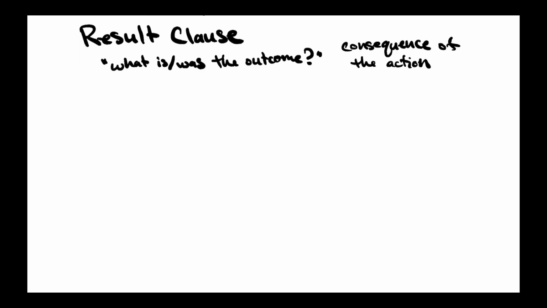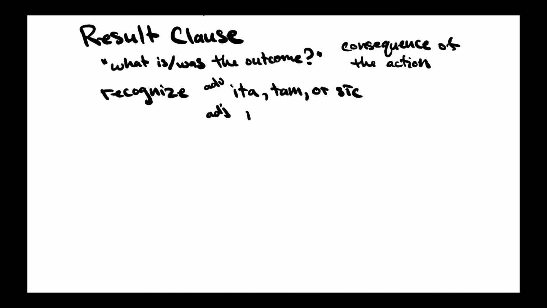So how do you recognize it then? Well, you recognize it in that the main clause is going to begin with an adverb: ita, tam, or sic, and those all just mean "so." So you could begin with this adverb, or you could begin with an adjective. The adjective tantus, and that's like "so much."